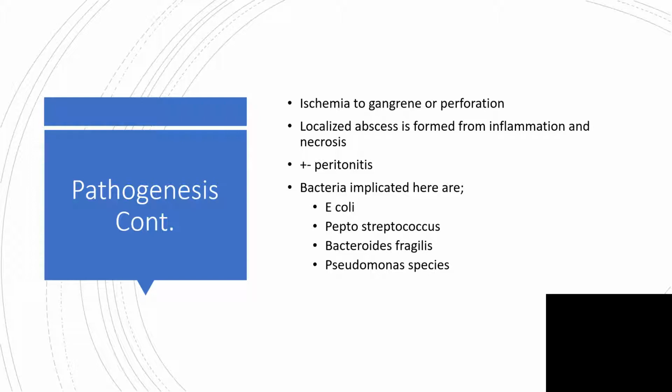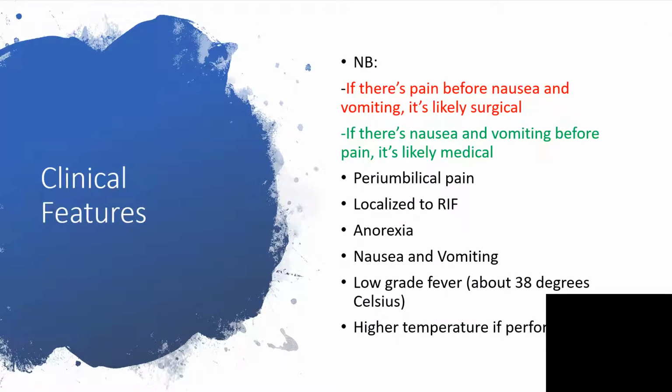And the bacteria implicated here are Escherichia coli, Peptostreptococcus, Bacteroides fragilis, Pseudomonas aeruginosa, and the likes. Note this: if there is pain before nausea and vomiting, it is likely a surgical condition. But if there is nausea and vomiting before the onset of pain, it is likely a medical situation.